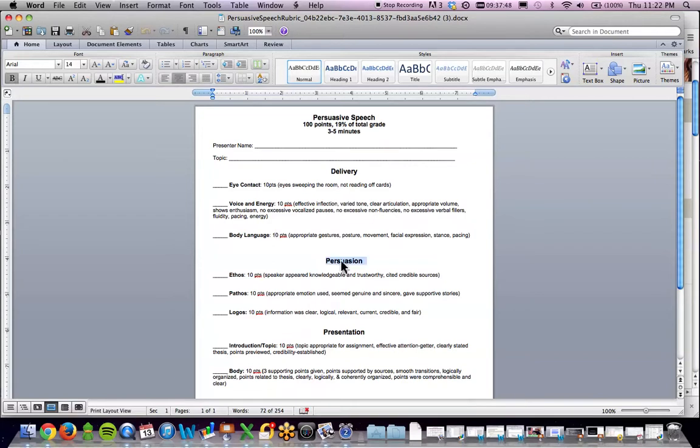Next, we're looking at the way you use persuasion. So ethos, did you cite your sources? Did you look like you knew what you're talking about? Did I trust you? So you'll see that some of these things aren't quite as tangible, right? So you'll want to make sure that you're being very specific. Cite your sources loudly. Cite your sources frequently. Make sure that you qualify your sources.